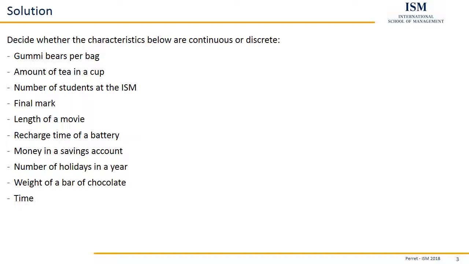Let's move to solving this. Let's start with the gummy bears per bag. Well, obviously there's always one gummy bear, 2, 3, 4, 5 gummy bears, and not 0.8978429 gummy bears. So this means the amount of gummy bears is discrete.